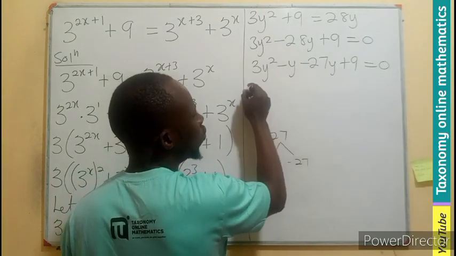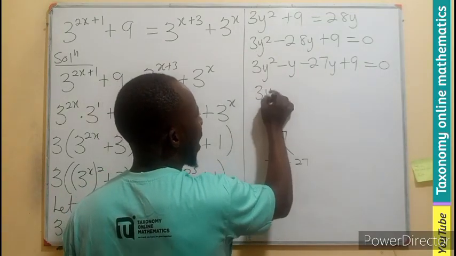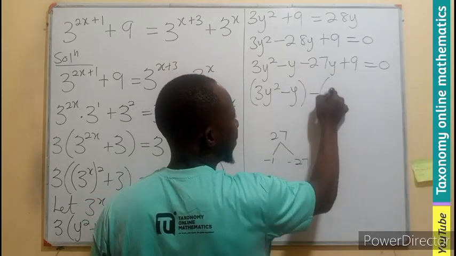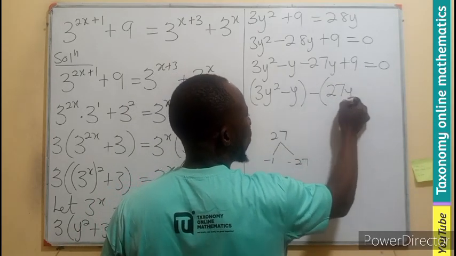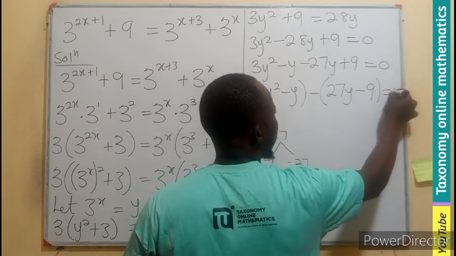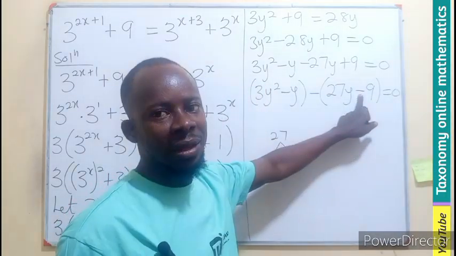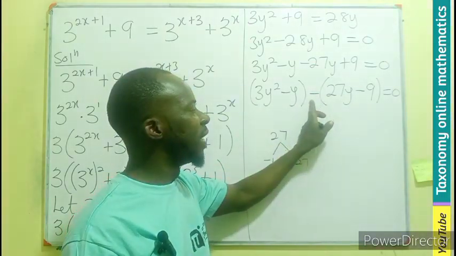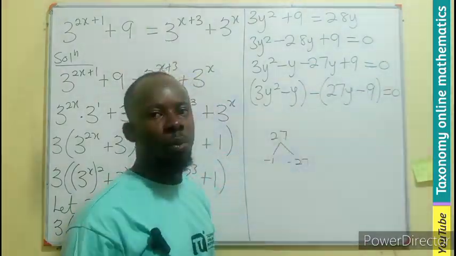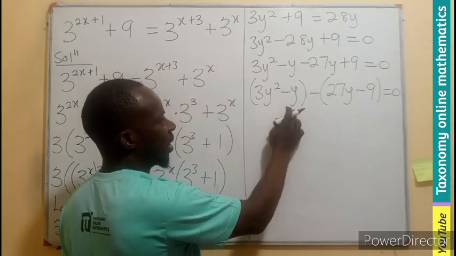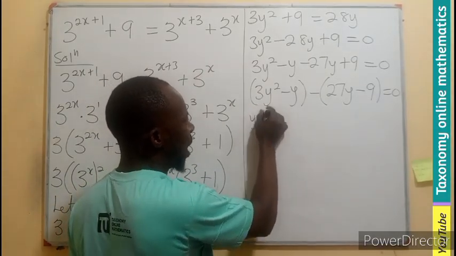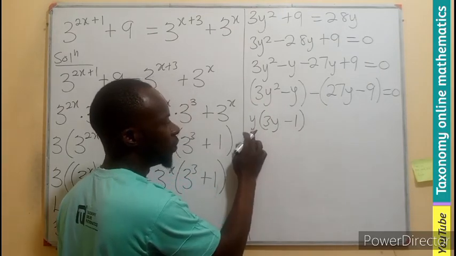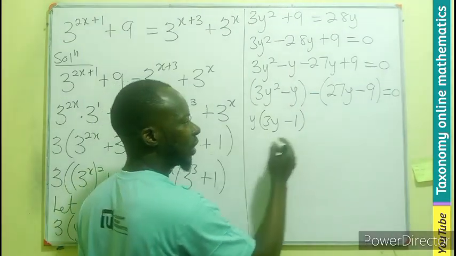We are grouping the first two, meaning 3y squared minus y in one bracket, minus into bracket 27y minus 9 equals to 0. This minus 9 is necessary because of the negative in front of the bracket. Negative times negative gives you back your positive. So what are the common factors here? Y. So we pick the y out. We are left with 3y minus 1, meaning if you expand, you get back to the original.